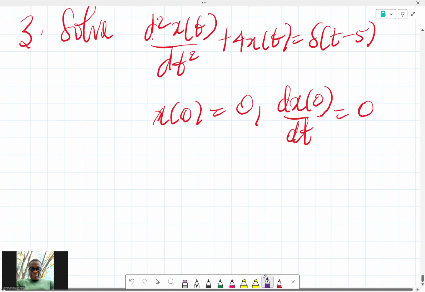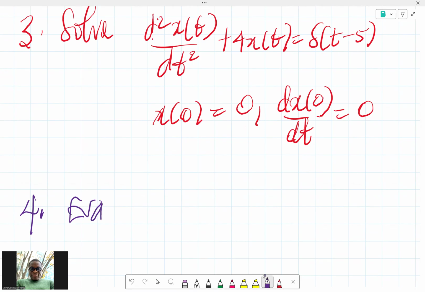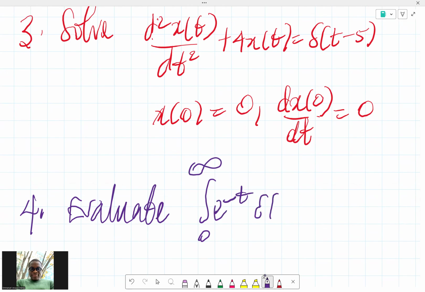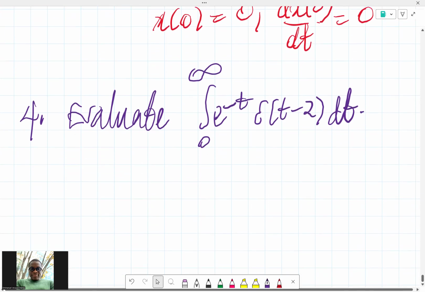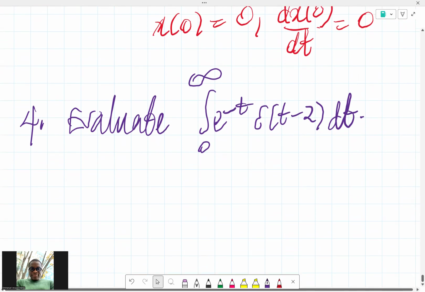Number 4: evaluate the integral from 0 to infinity of e raised to power minus t times delta of t minus 2 dt. So evaluate that. The answer will be pretty simple, as I can imagine.